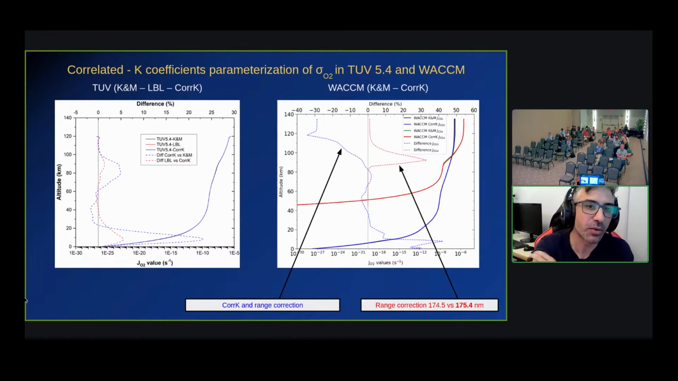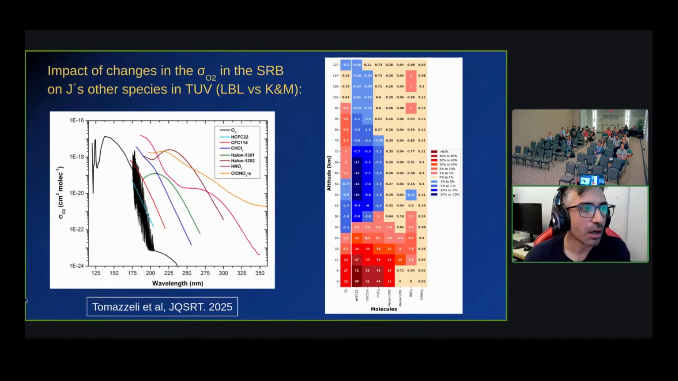We need to take into account that WACCM and TUV have different vertical profiles of concentrations. So we can see a difference at about 100 kilometers. Sorry. In Tomazelli et al. 2025, we observed the changing cross-section in this figure. That depends on how much the cross-section of the other species overlaps with the Schumann-Runge bands.